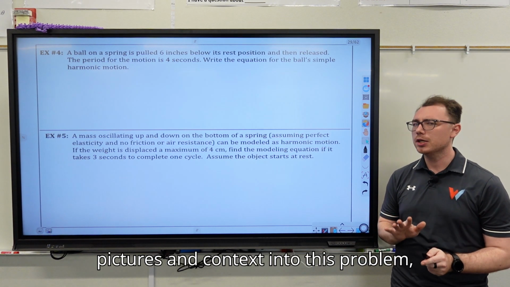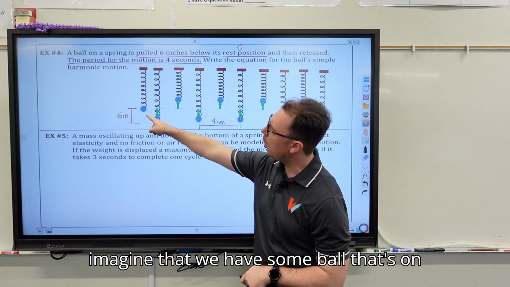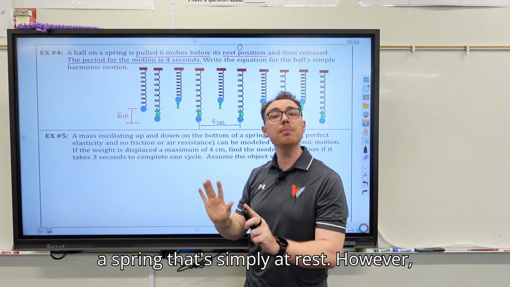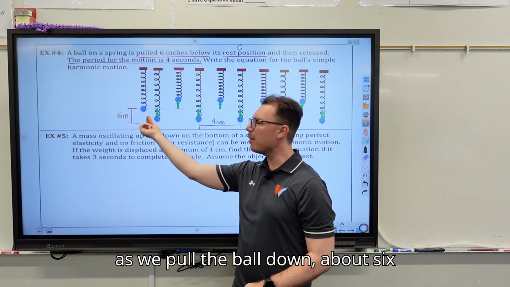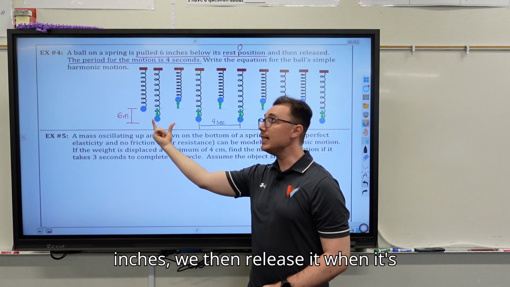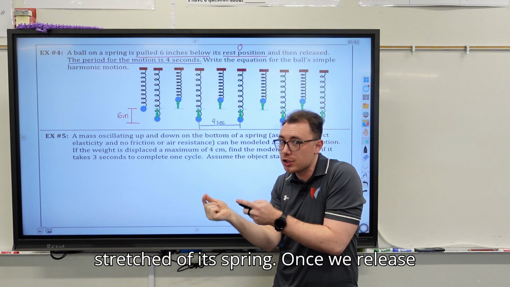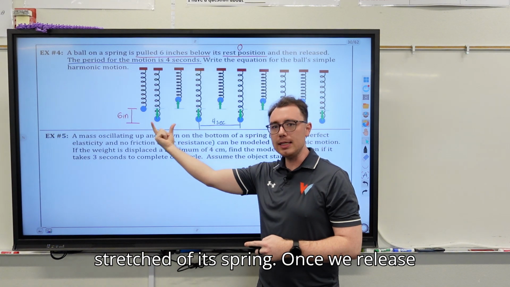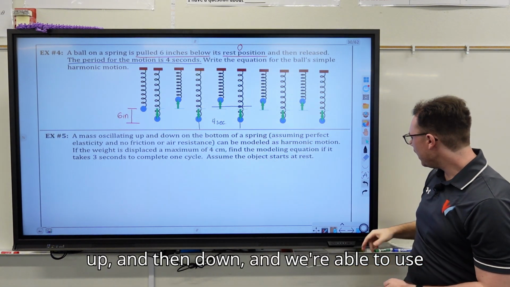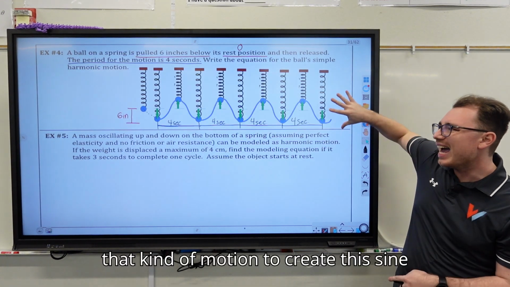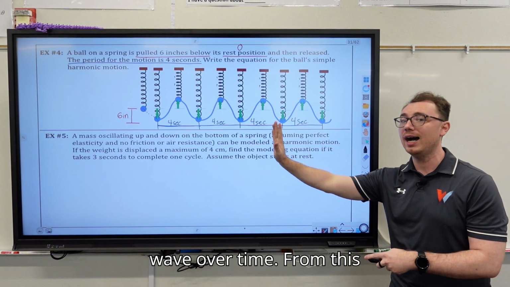To try and put some pictures and context into this problem, imagine that we have some ball that's on a spring that's simply at rest. However, as we pull the ball down about 6 inches, we then release it when it's at the bottom, when it's fully stretched on its spring. Once we release that, it goes up and then down and then up and then down, and we're able to use that kind of motion to create this sine wave over time.